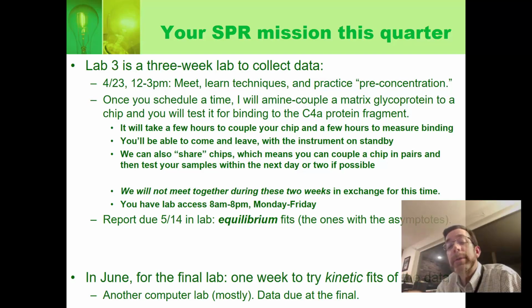So in 514, when we do move on to our next lab, to lab 4, the report will be due, and that will be equilibrium fits, which will be the ones with the asymptotes, the ones that I showed you that curve up, but where you're fitting the end of the response only. And then in June, we'll do lab 5, where we'll take the same data, and we will do kinetic fits of the data. So we're going to do this in parts, and we're going to do the equilibrium part first, and we're going to take the same data. You'll be done collecting data, but you will process it a different way for Lab 5. That is going to be your mission. And so we will talk about that more as we go through.